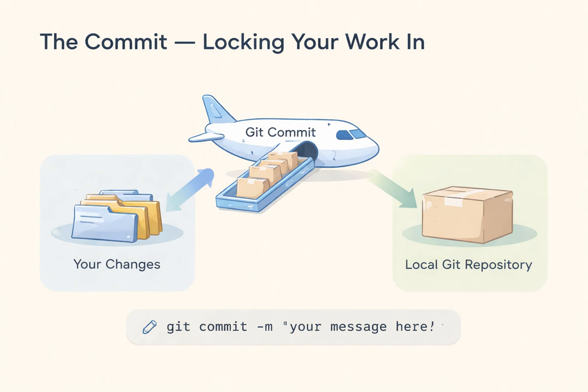The command you use is git commit, followed by the -m flag, which lets you write a short message describing what you changed. This message is important because it becomes part of your history log, helping you and your teammates understand what each commit was about.